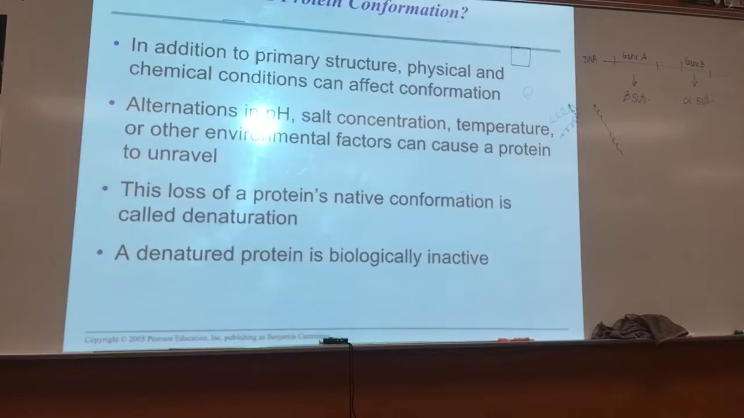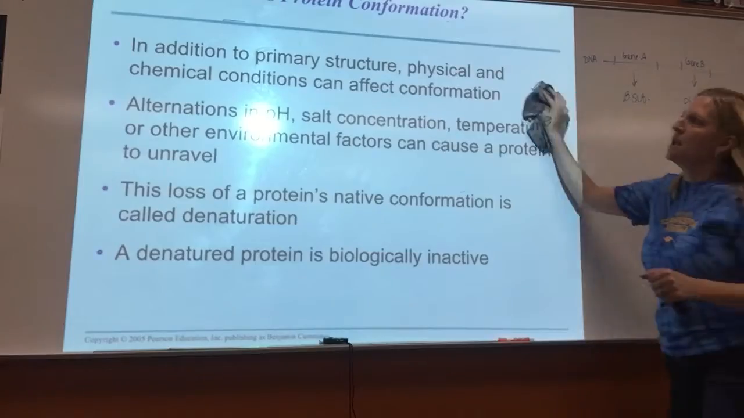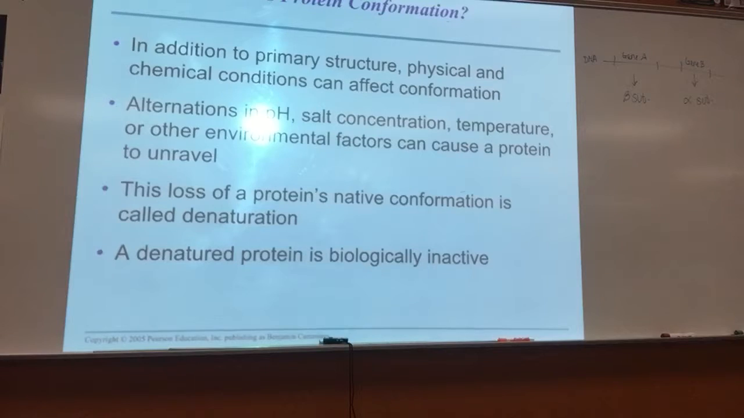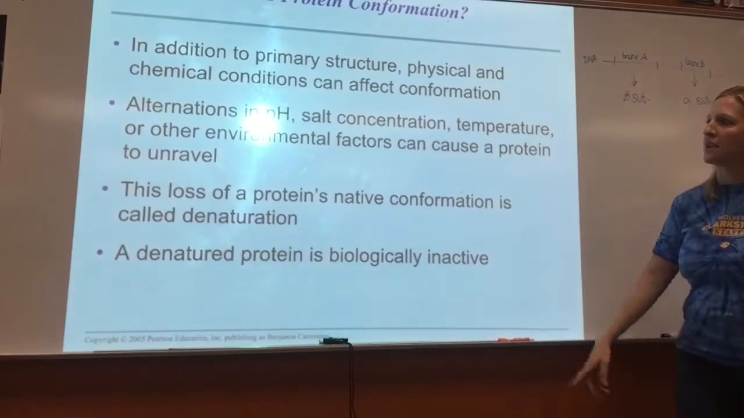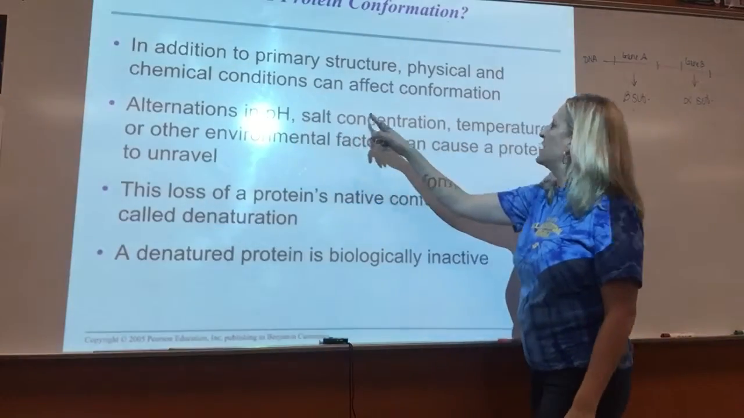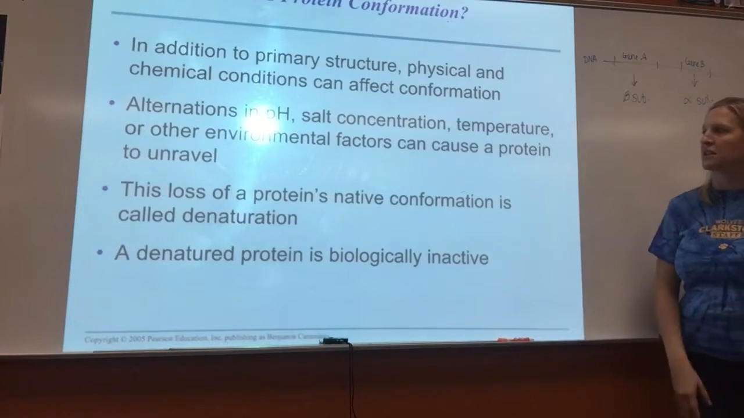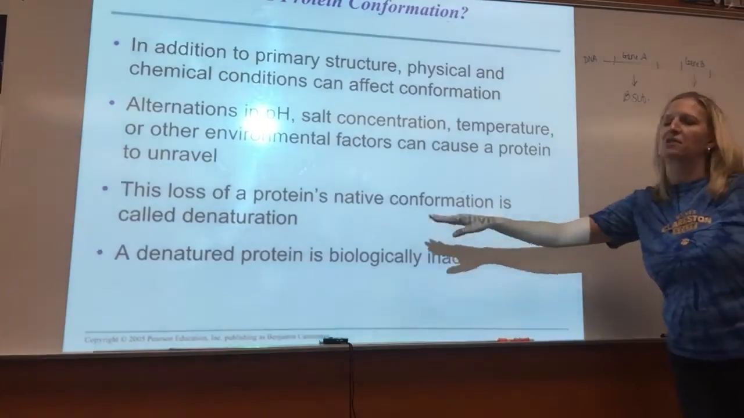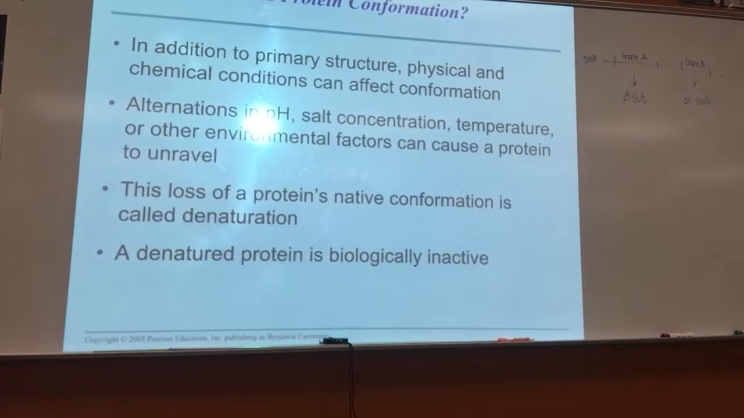All right, moving on here. Proteins are real finicky in terms of their environment. In addition to primary structure, physical and chemical conditions affect the shape of the protein. If we alter pH, salt, temperature, or other environmental factors, that can cause a protein to unravel. When I say unravel, that means losing its shape. The loss of that shape is called denaturation, and we call that a denatured protein. It doesn't work because it doesn't have its right shape.